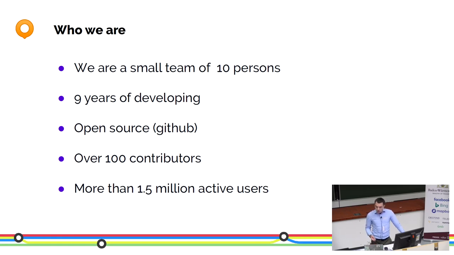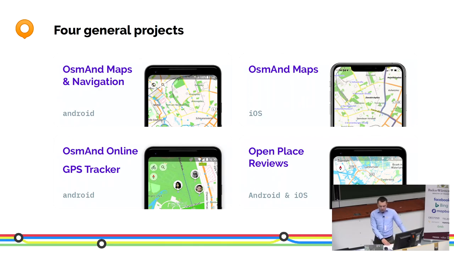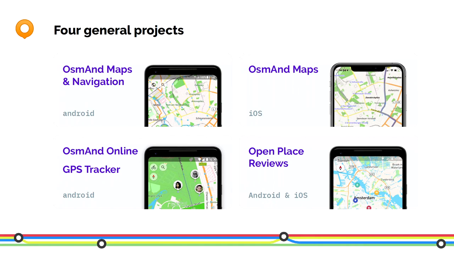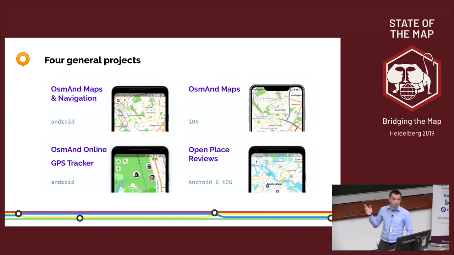At this moment, the OsmAnd team works on four general projects. Our application is designed for two systems, Android and iOS. iOS is currently under active development, which can be read in our blog. Soon, the iOS version will come closer to Android in functionality. Also, one of our new projects is OsmAnd Tracker. And of course, some of you listened to Victor's presentation. This is Open Place Reviews.